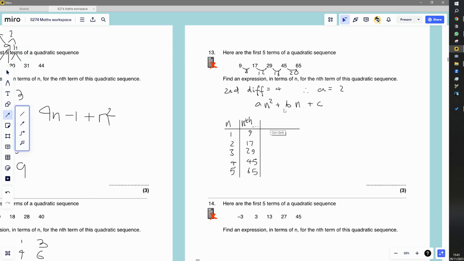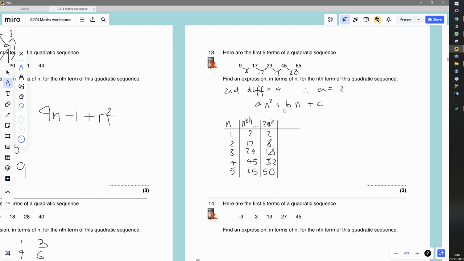The next column I'm going to label as an squared, or in this case 2n squared, because a is 2. So, well, n is 1 and n squared would be 1 as well, so it's going to be 2 times 1, so that's 2. Then it would be 2 times 4, which would be 8. Then 2 times 9, which would be 18. 2 times 16, which would be 32. And 2 times 25, which would be 50.